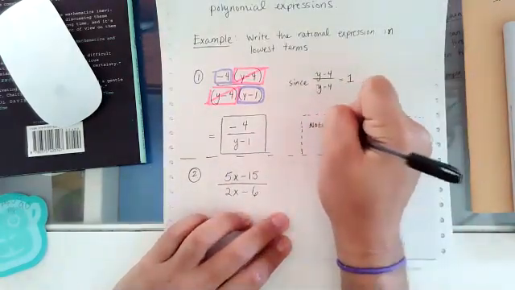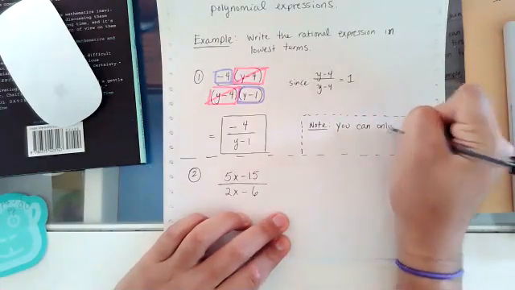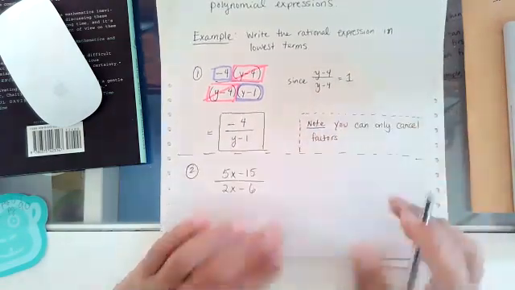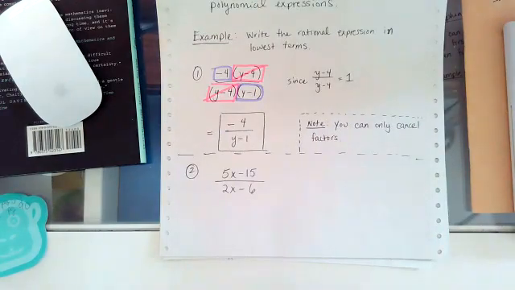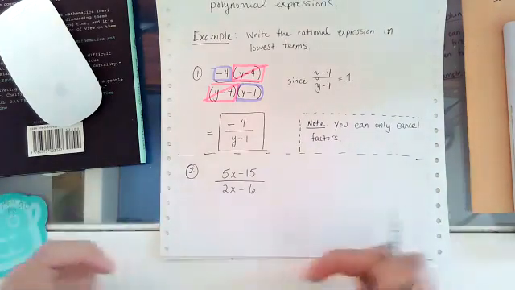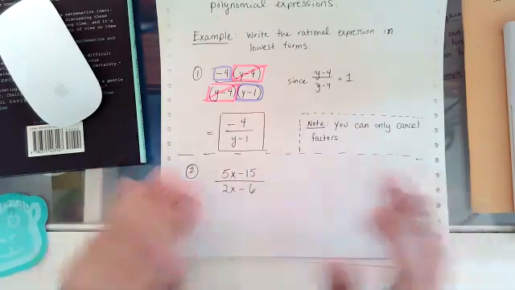So here's an important note. You can only cancel factors. So that means that we have to factor out the polynomials first and then examine if there are any common factors, right? Just like with fractions, we introduced at the very beginning of this semester that if we wanted to reduce fractions, we could use prime factorization to factorize the numerator, factorize the denominator, and then cancel out common factors. That's the same principle here.